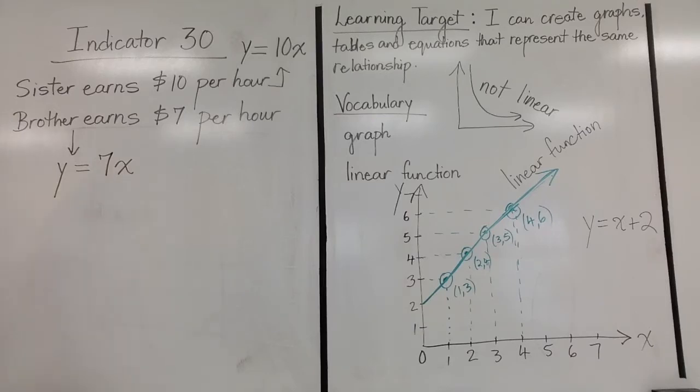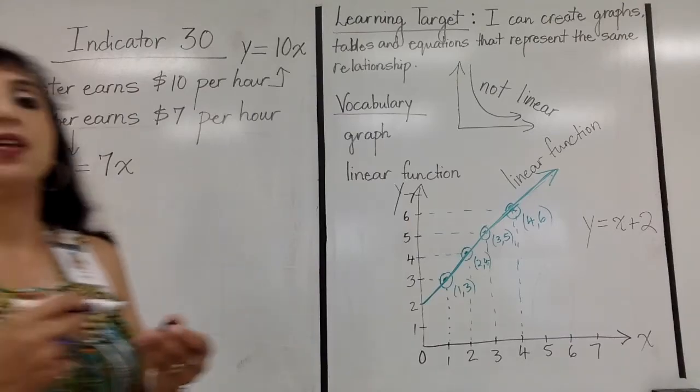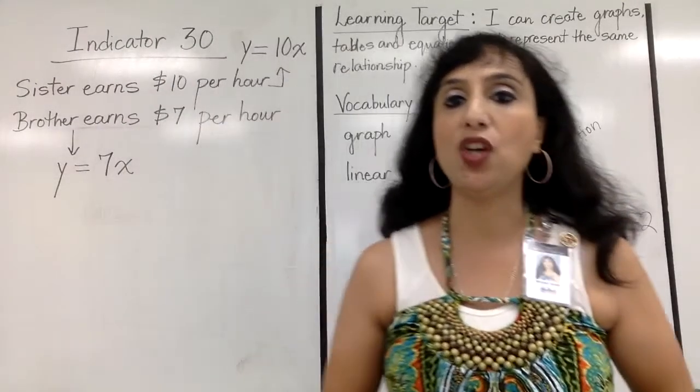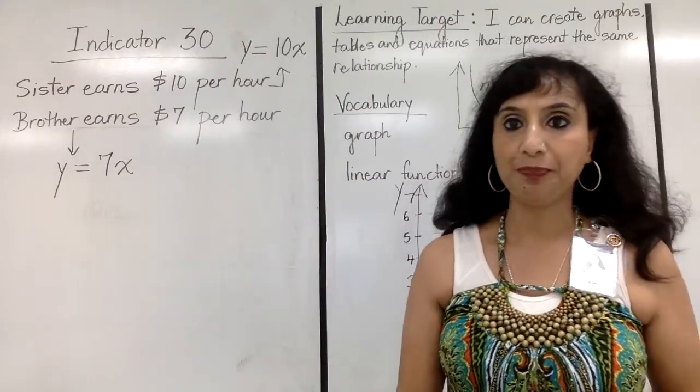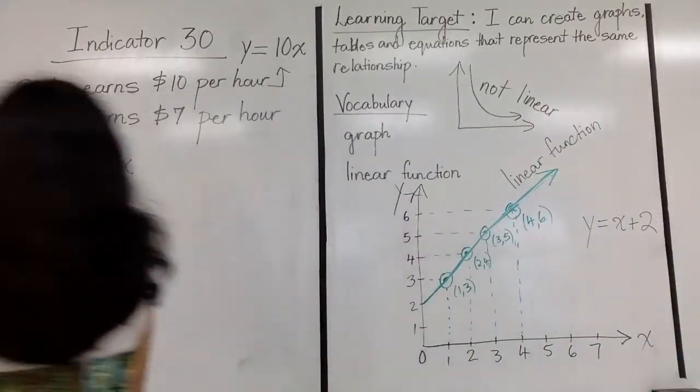If you choose to write other alphabet letters in order to represent your graph, that is fine. Okay, like for example, if you just write y is equal to 7h, h is standing for hour. But please know that that is your x, that is your independent variable, and y depends on that x. Okay, how many hours you work.